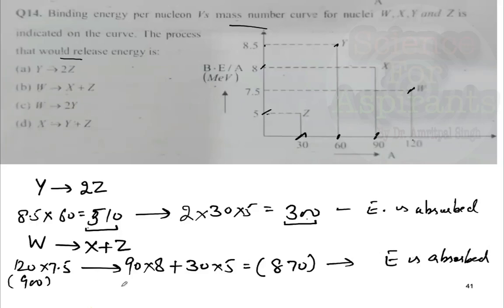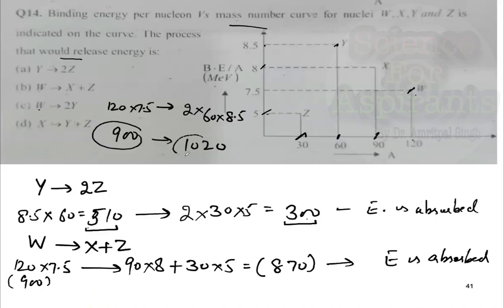Third is W to 2Y. W is 120 into 7.5, and 2Y, where Y is 60 into 8.5. When you calculate, it is 900 in one case and 1020 in the other. So the product energy is more as compared to the reactant, so energy is being released. So this option is the correct option.